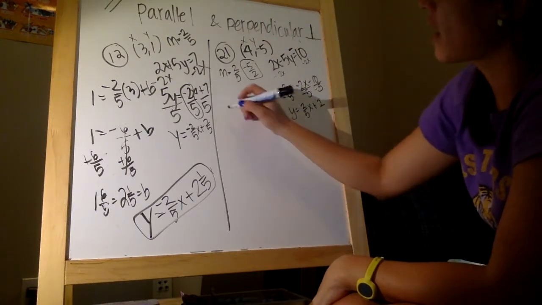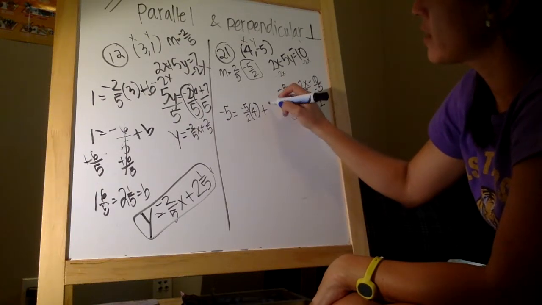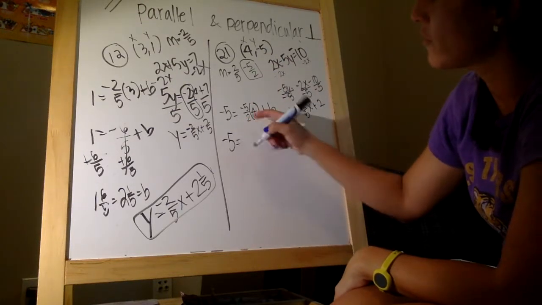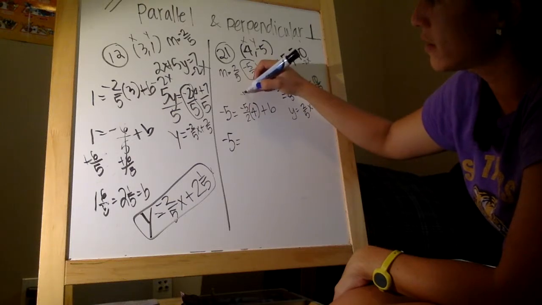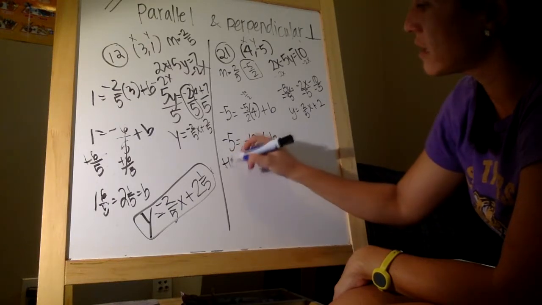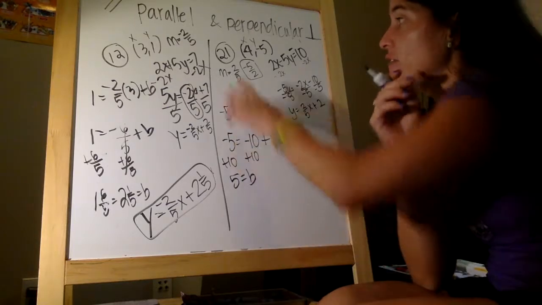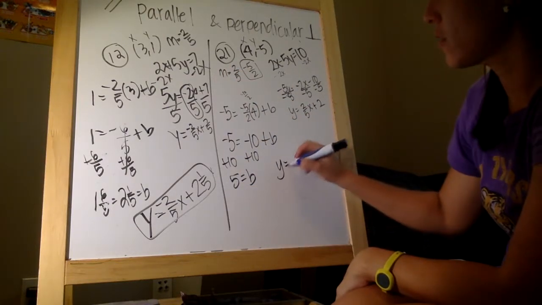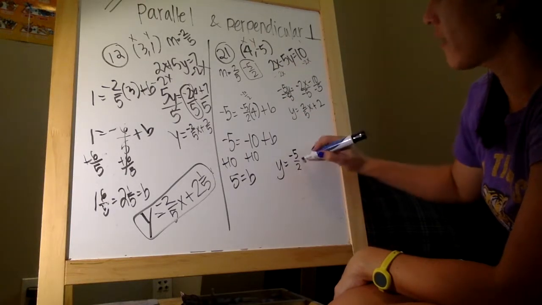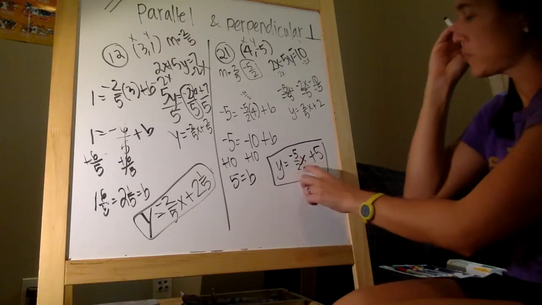I have a point, x y. So negative 5 equals mx plus b. I'm going to solve this. This is negative 20 divided by 2, which is negative 10. Add 10 to both sides. And b equals 5. Now I have a slope and a y-intercept. So negative 5/2 x plus 5, because that's my b, and there's my equation.